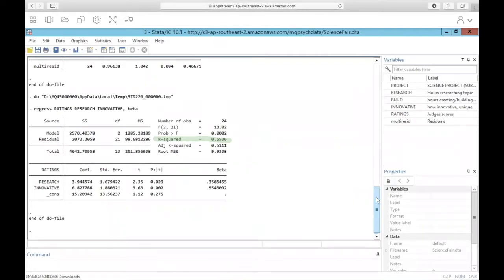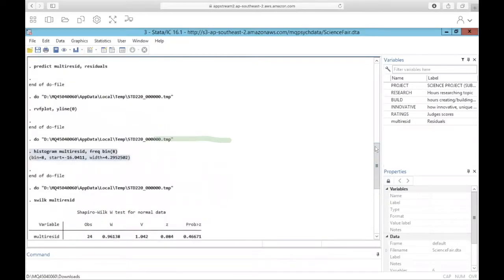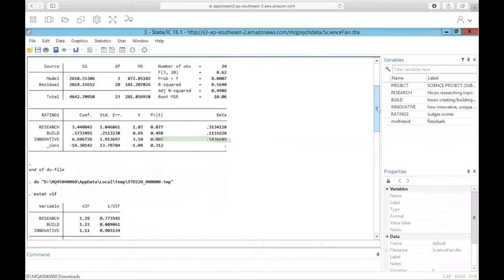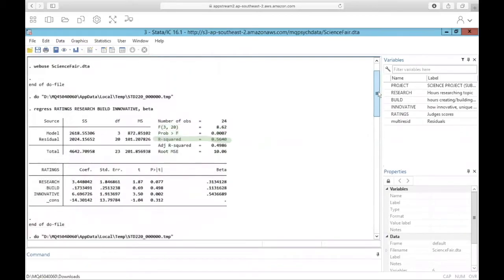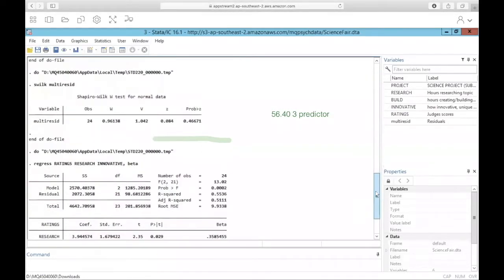Let's compare that above to the three predictor model. Here, we're predicting 56% of the variability. So in the three predictor model, again, we're predicting 56% of the variability. And in the two predictor model, we're predicting about 55% of the variability.